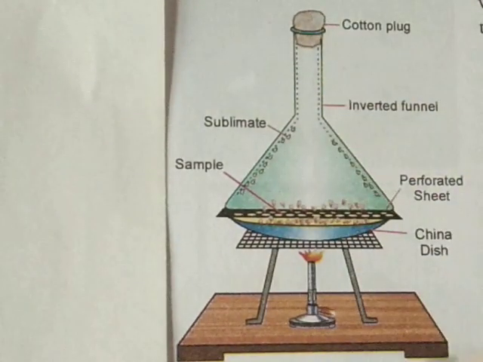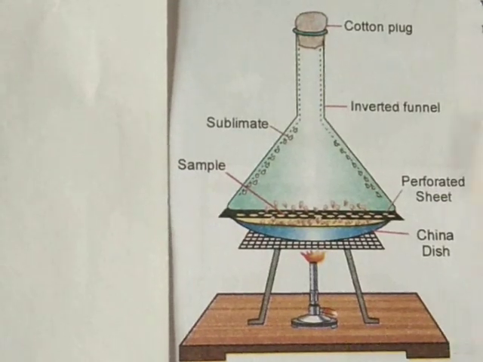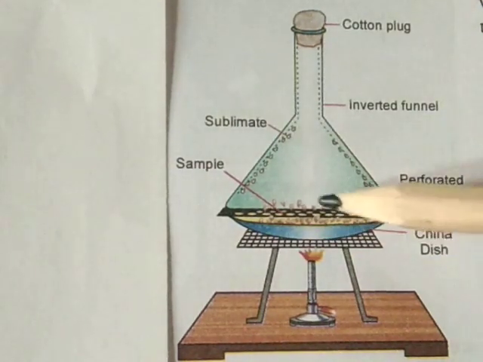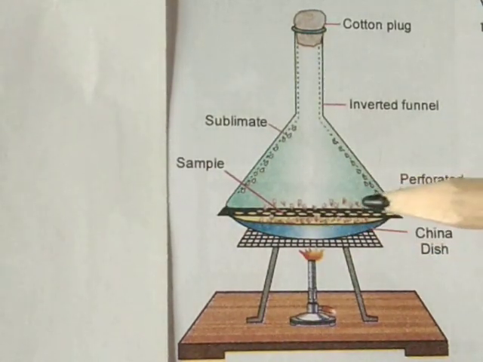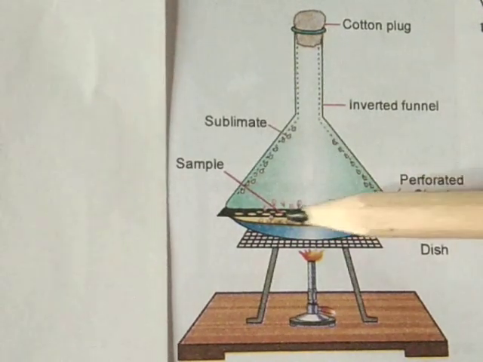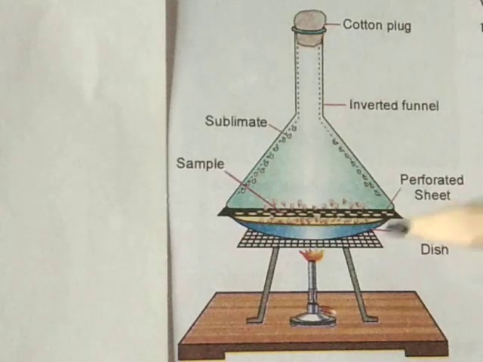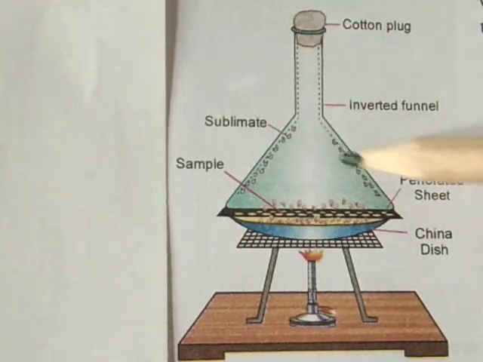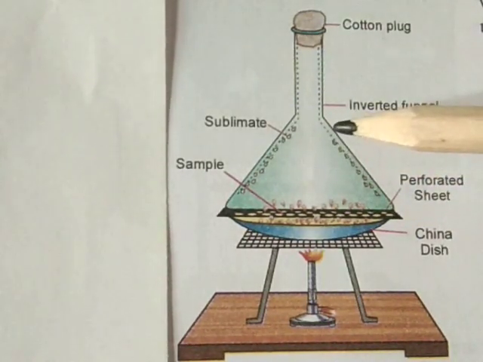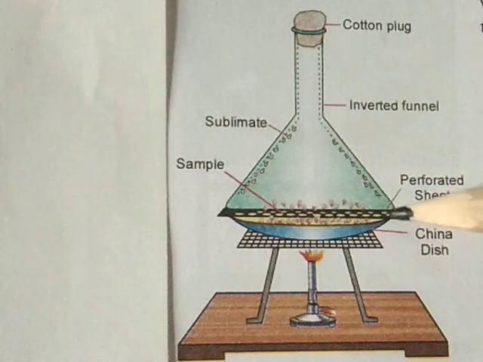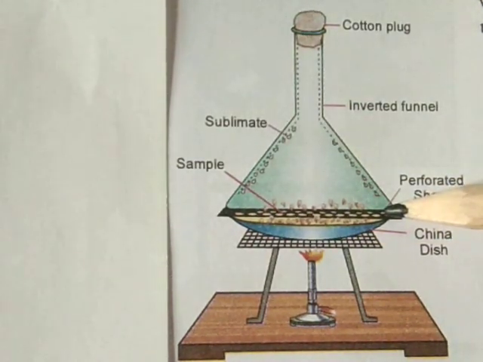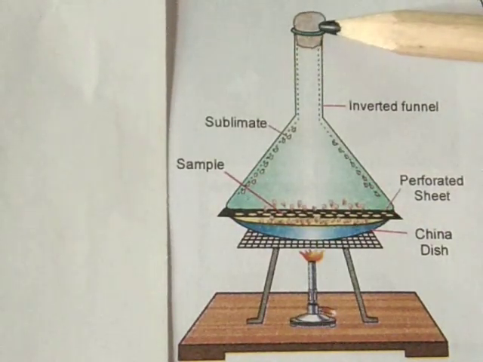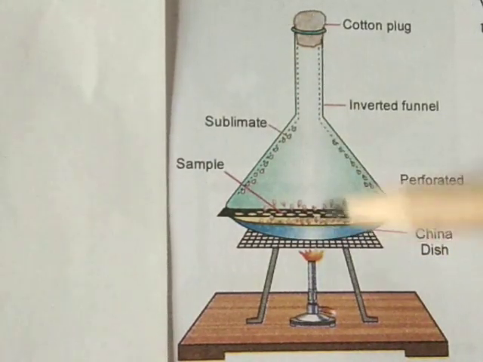Students, this is the sublimation process in which a mixture is taken in a china dish. This is the china dish and here some mixture is taken, and it is covered by a perforated sheet. This one, the perforated sheet. An inverted glass funnel is placed over the china dish, and its stem is plugged with cotton. This dish is heated.